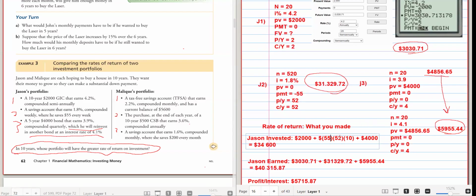So you did $55 a week for 10 years, right? So that's why I have this here. You could just put a blank number if you want, or you could put the actual number, but I'm doing this to show my work. And then $4,000 for J3. And then this is how much he invested.